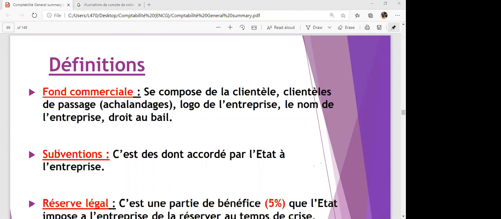The second definition, these are just things that you're supposed to know, is les subventions. Les subventions, in English, are subsidies. Let me just read: ce sont dons accordés par l'État à l'entreprise. So subsidies are money that the government pays for certain goods and services to be cheaper.